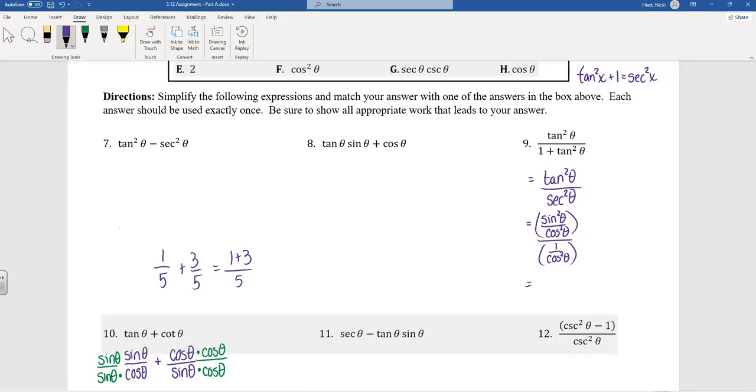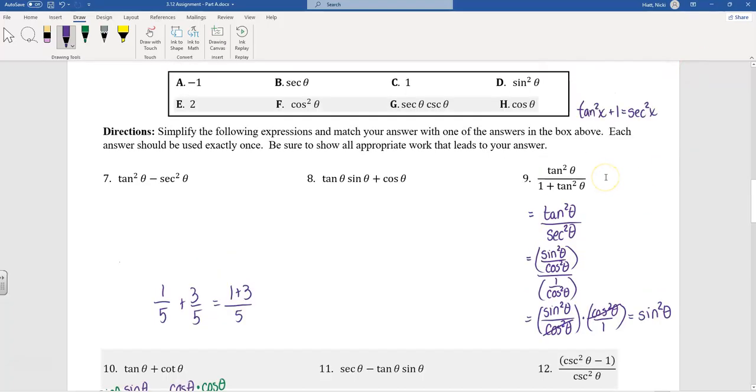Dividing fractions is easy as pie. Flip the second and multiply. So I've got sine squared theta over cosine squared theta times cosine squared theta over 1. Can I cancel anything? I can cancel these cosine squares, because I'm multiplying in between, right? No addition signs, multiplying. And so I just get sine squared theta, and that one is answer choice D.